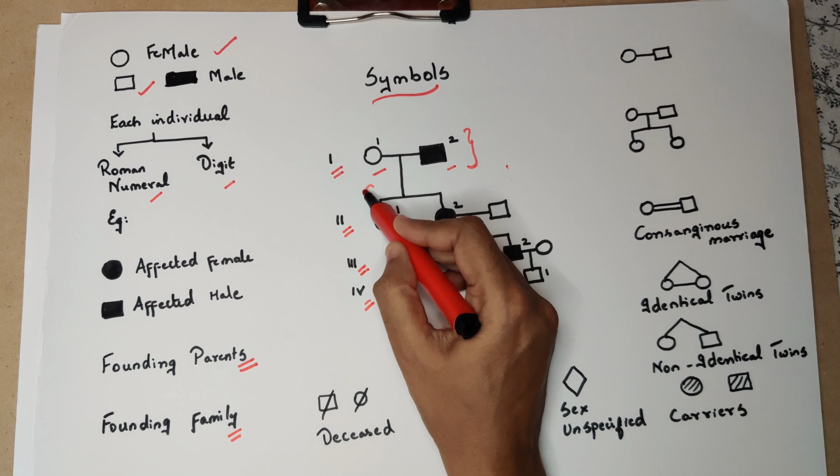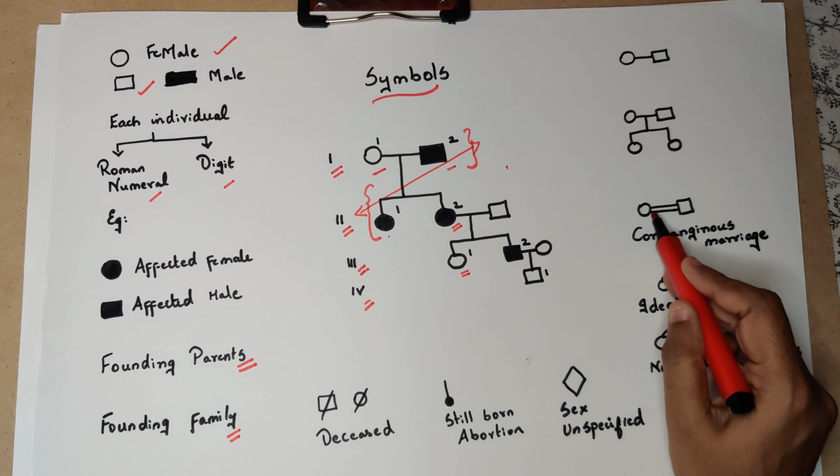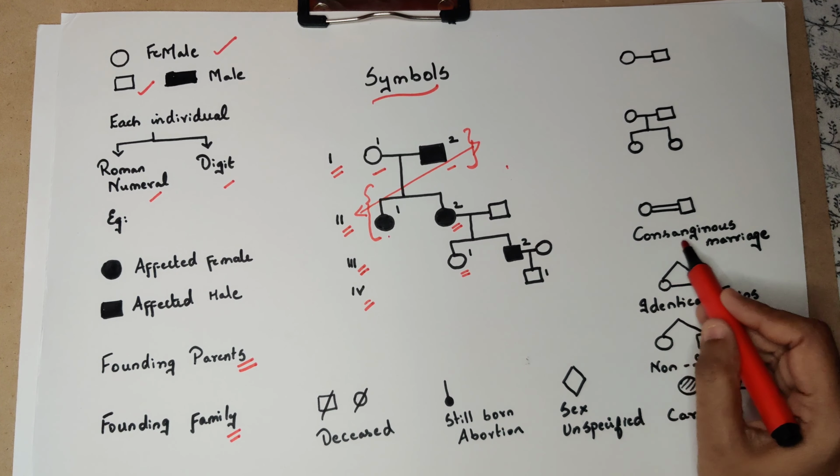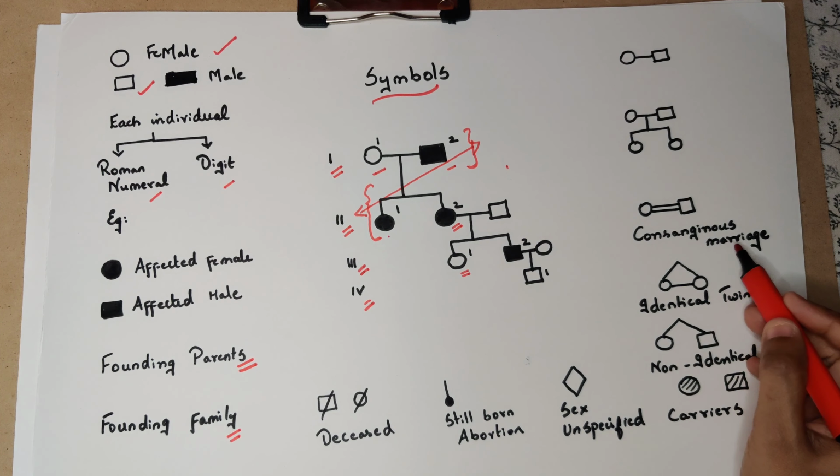Coming to the next one, you have a circle here and a square, and I have drawn a line between the 2. This means that these 2 are married. If I draw one more line over here on the same line, it is called a consanguineous marriage. So what do you mean by consanguineous? People marrying among close relatives.